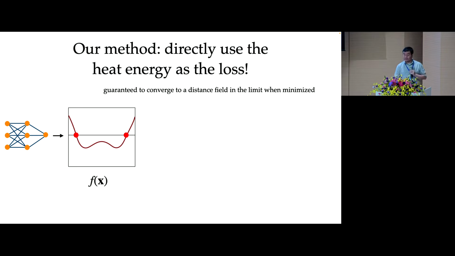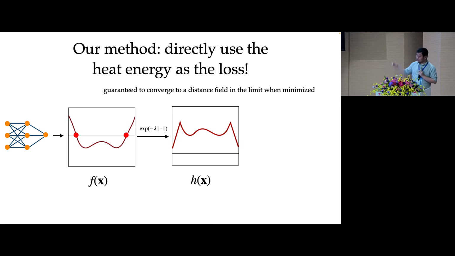And f of x is not the heat field yet, so we need to do a conversion. A heat field taking the negative log will become f, so we need to do the inverse: f taking the negative exponent will become h. And once you have h, you can then put it into our loss function, right?